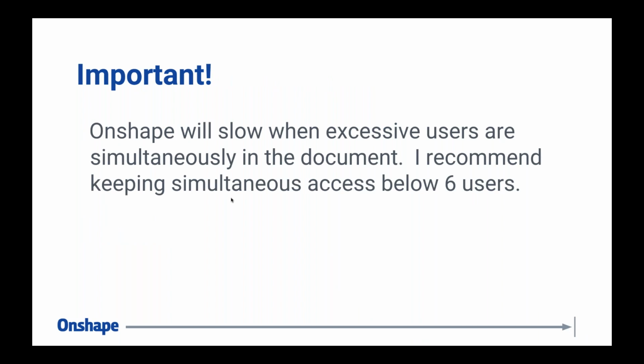So this is another recommendation. Onshape will slow when excessive users are simultaneously in the document. You saw Cody and I in the same document at the same time editing the same thing, and that works great. But let's say I have a class of 30 people. I don't want all 30 in the same document. So I'm advising you not to do that. I recommend keeping simultaneous usage below 6. Now, that's not to say you can't have 30 people invited. I just wouldn't have 30 people in the same document at the same time. I would try to keep it at 6, and I think that's a good rule of thumb.